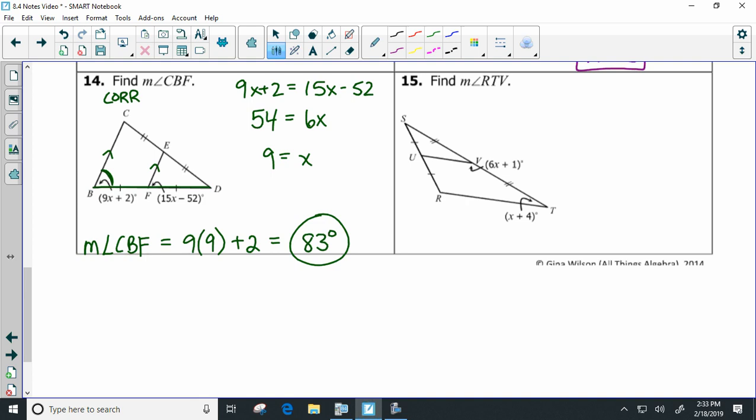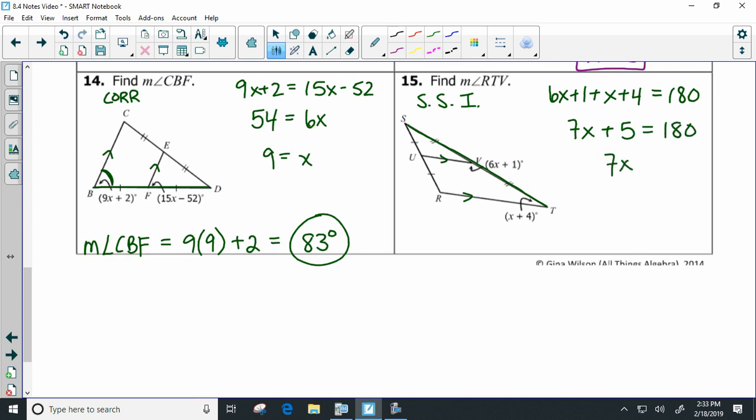Question number 15, last one. Parallel lines cut by a transversal. These two angles are same side interiors. That means they are supplementary. So 6x plus 1 plus x plus 4 has to equal 180. Combine like terms, 6x and 1x is 7x, 1 and 4 is 5. Subtract 5 on both sides. Divide by 7 on both sides. 175 divided by 7 is 25.